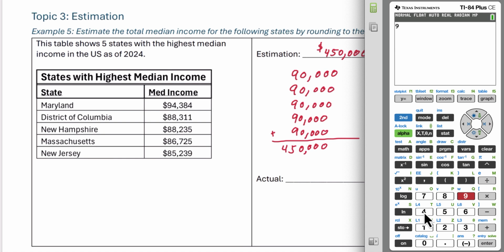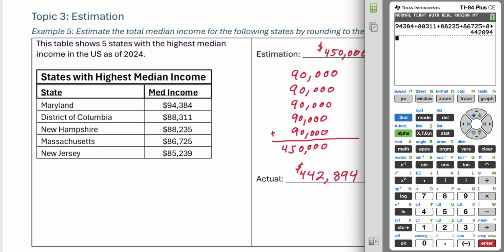We have 94,384 plus 88,311 plus 88,235 plus 86,725 plus 85,239. And it looks like the actual value is 442,894.